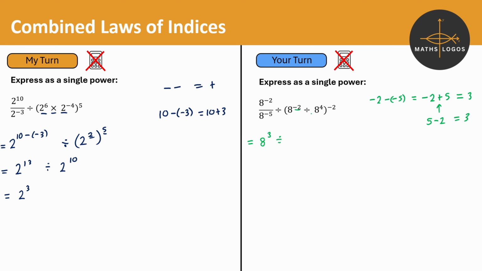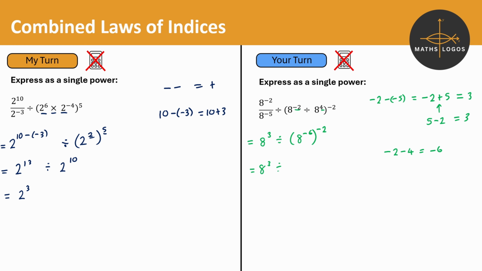Again, I'm dividing inside the bracket, so I'm taking away my indices. I'd be doing negative 2 subtract 4. So negative 2 subtract 4, which gives me an answer of negative 6. So inside this bracket, it tidies up to be 8 to the power of negative 6. And I'm raising that to the power of negative 2. I'll leave this 8 to the power of 3 as it is.